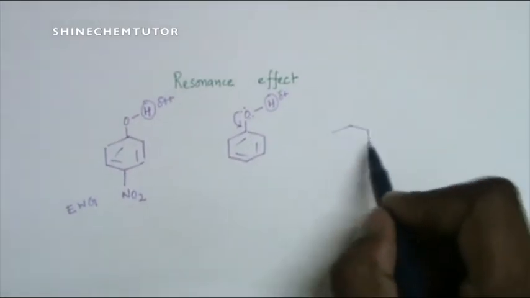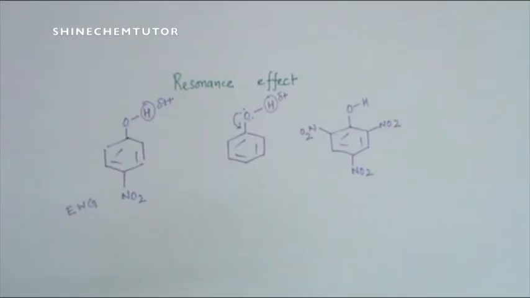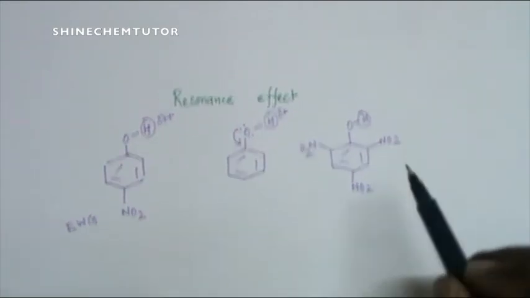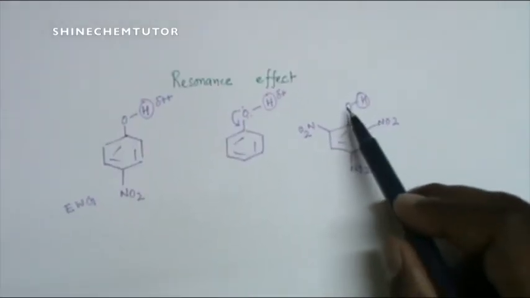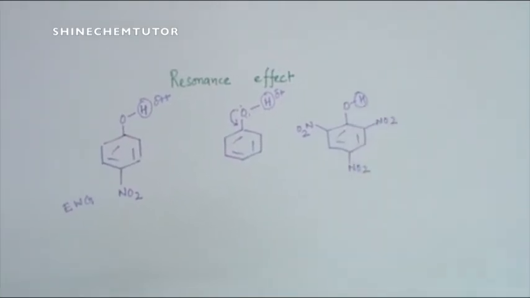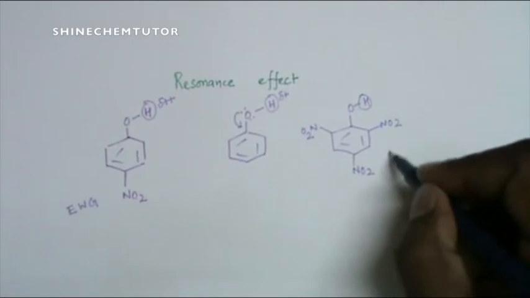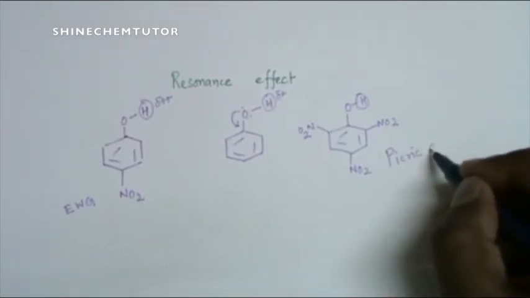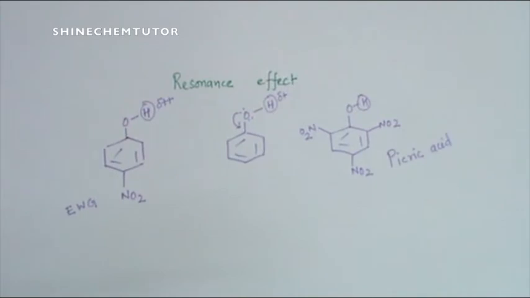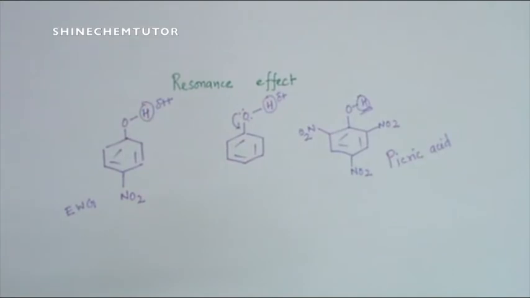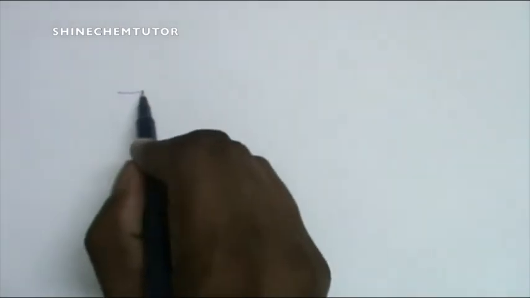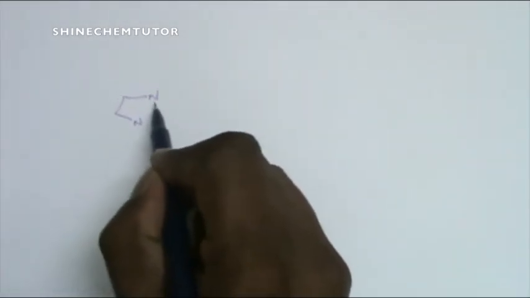Similarly, if you go for trinitrophenol, this will be more acidic compared to this. Because here I have 3 nitro groups, all are electron withdrawing, they will pull the electron density from oxygen. Because of that, this hydrogen may be released easily. This compound is known as picric acid. Even though there is no carboxylic acid group, we refer as picric acid because this proton is readily given in solution, similar to acid.